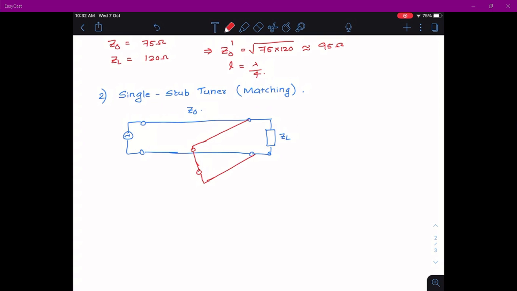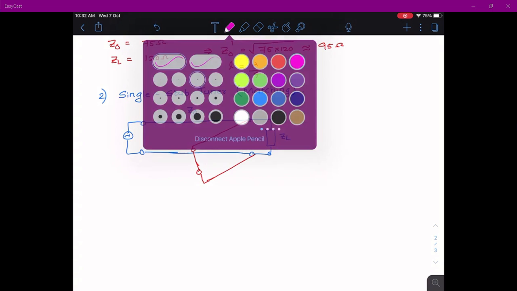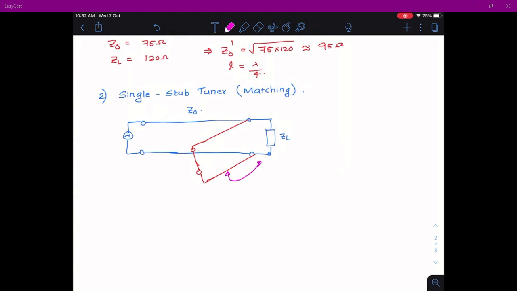You see that these two are in parallel. Your transmission line should have some distance, so let's say this distance is D. Let's say this point is A and B, and there is some distance from the load also, let's say that is L. And this is called a short circuited stub.